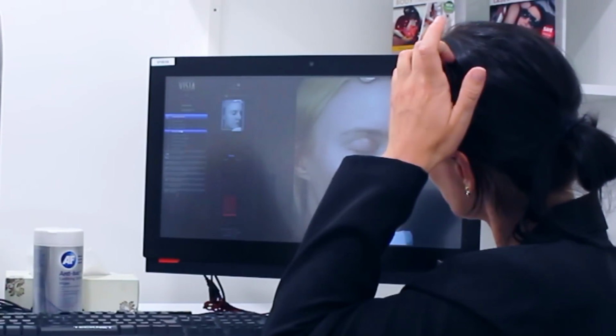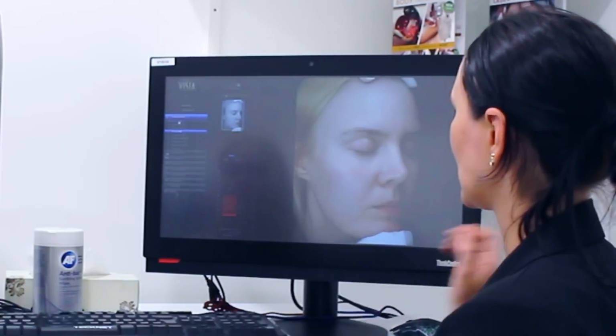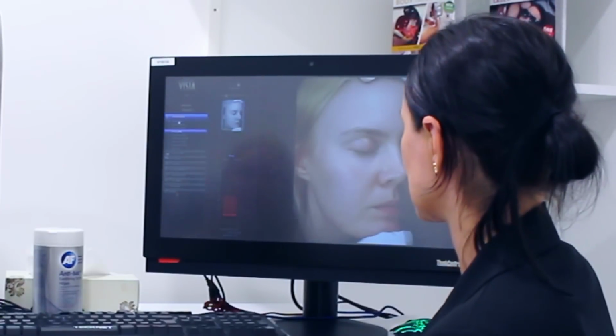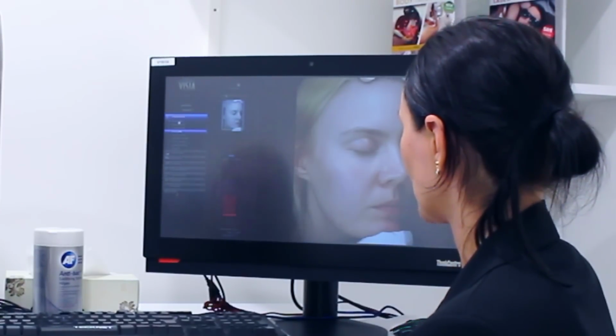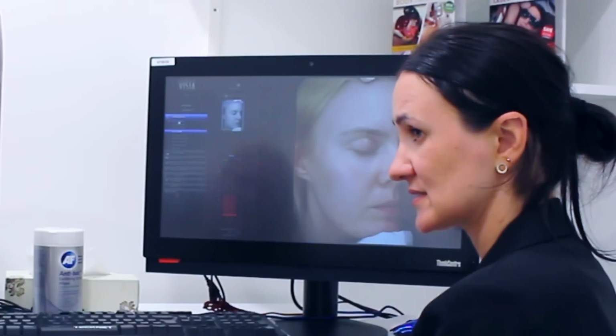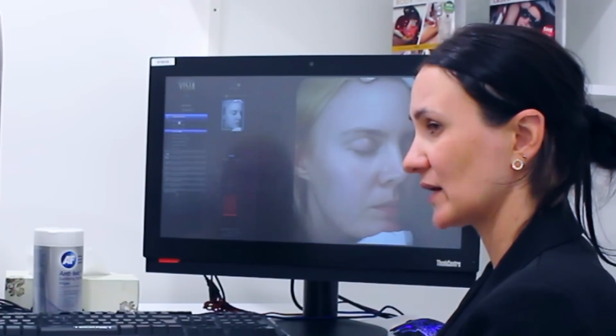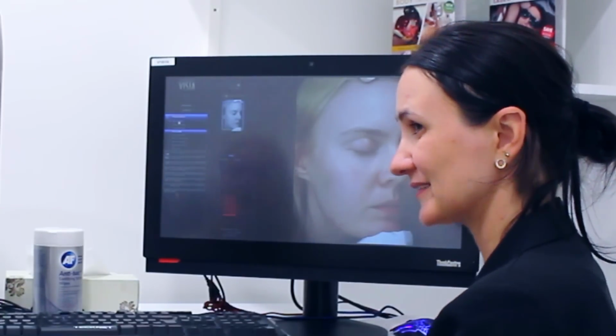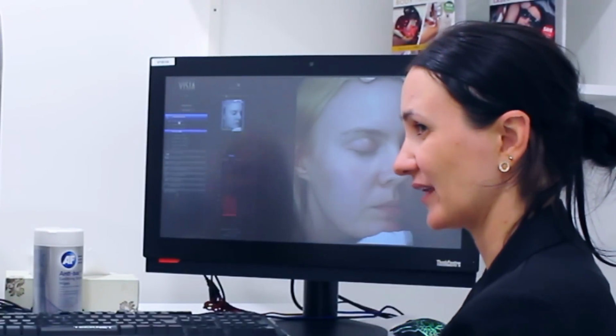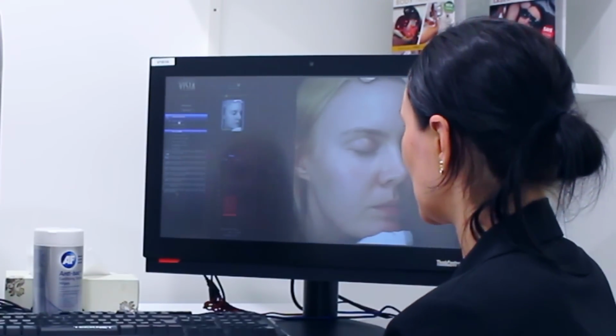Perfect. Next one are pores. Here I see quite a severe problem with the pores. They are more relaxed. That means your skin is quite oily. Am I correct? Yeah. Especially on the forehead and T-zone. It's a bit more oily.